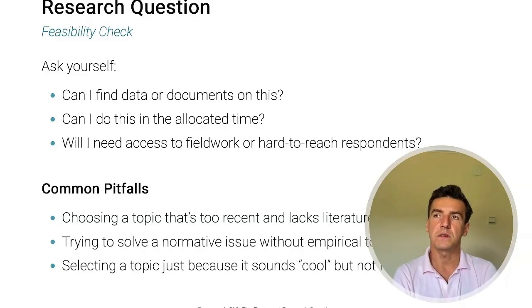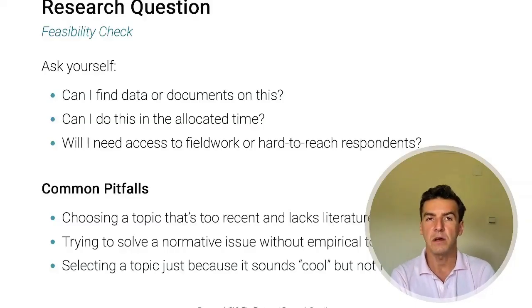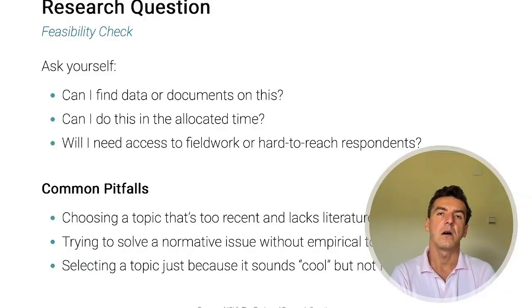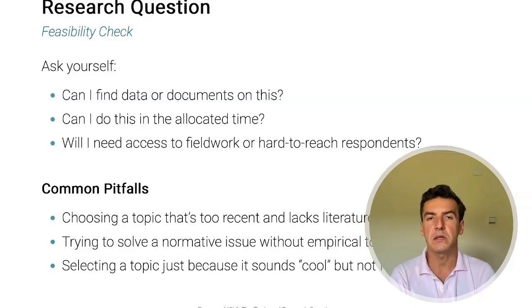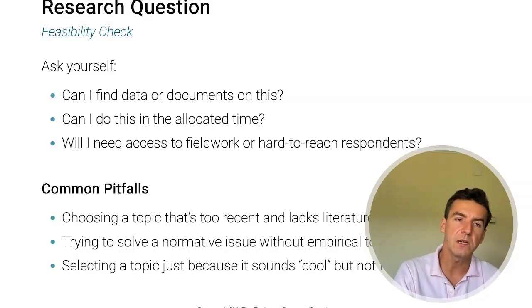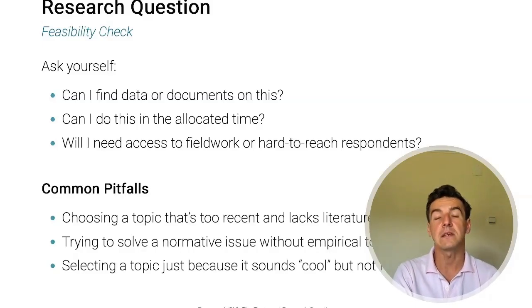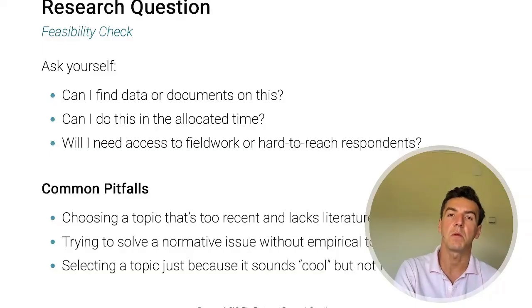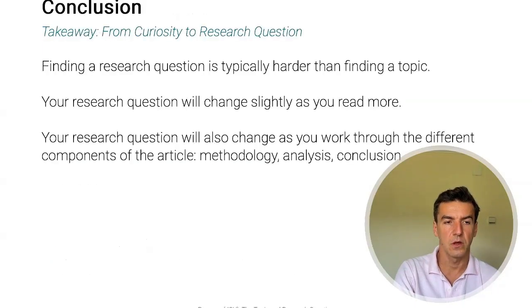So some caveats or pitfalls are important to mention. You might find a topic that's too recent, that doesn't have enough literature written on it. You might try to solve some issue, meaning you might try to say that something is right or wrong, but you don't have empirical tools. Or you may choose a topic that's too cool, but it's not really feasible. So these are three things that you should keep in mind when you come up with a research question.